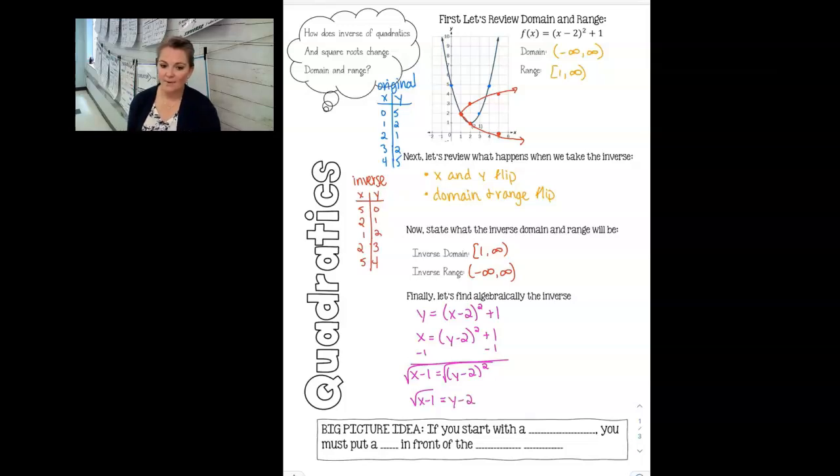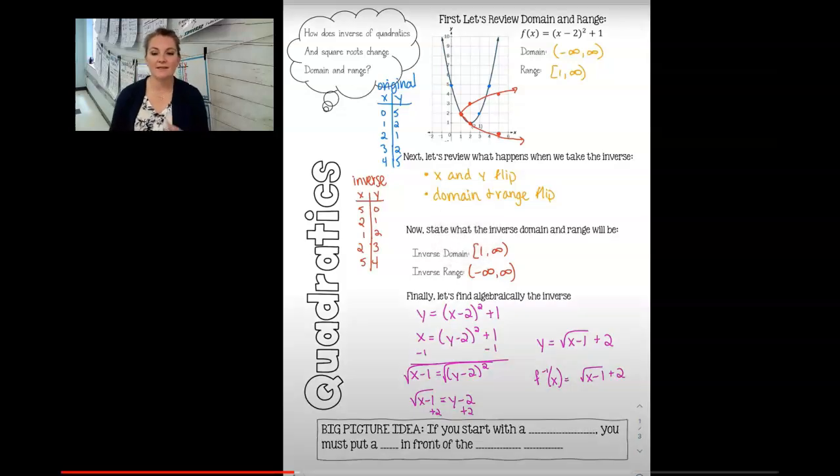Last thing to do to get y by itself is you add 2. I'm kind of out of room, so I have y equals the square root of x minus 1 and then plus 2 outside of it. f inverse of x is equal to the square root of x minus 1, and then plus 2 is outside. But if you look at that graph, that is a square root graph.